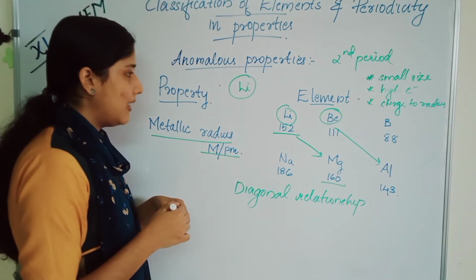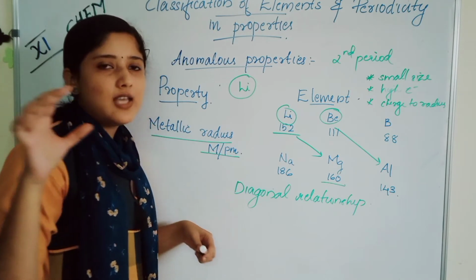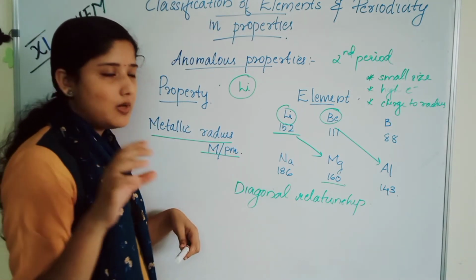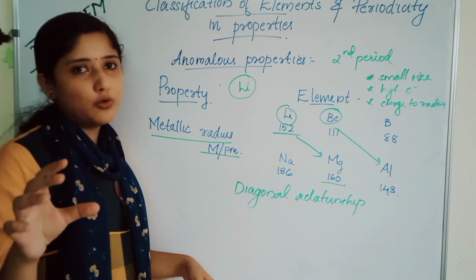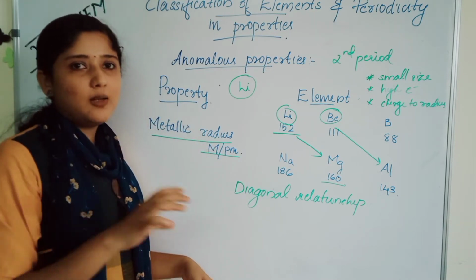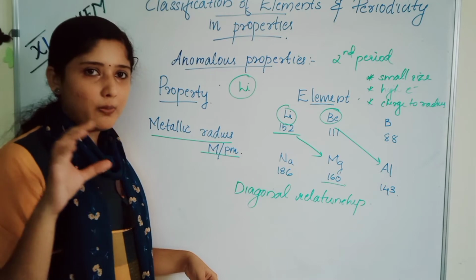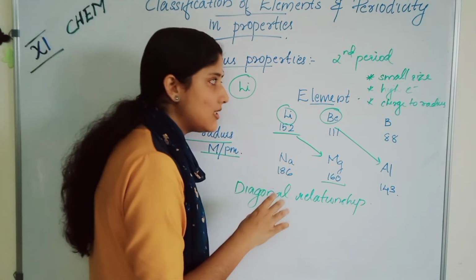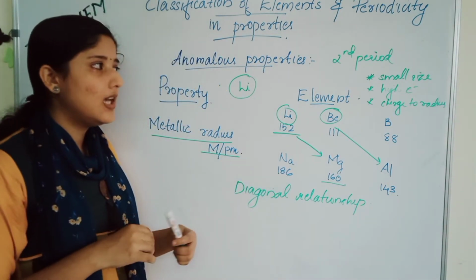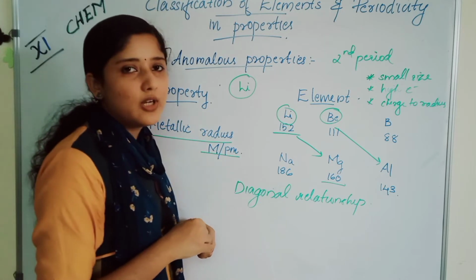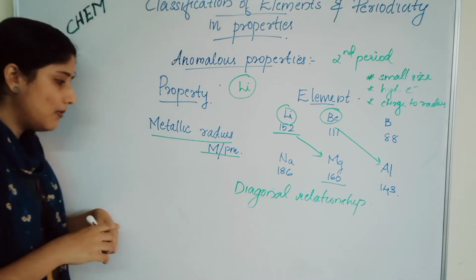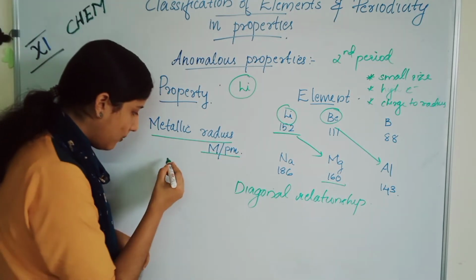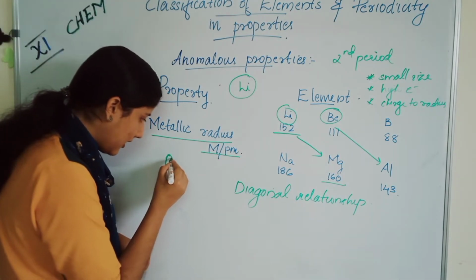The first elements of the second period mainly show anomalous behavior, that is lithium, beryllium and from boron to fluorine. Those are the elements in the second period. They show differences in properties because of their small size, high electronegativity and high charge to radius ratio. And also we can see that the elements of the second period only will form pi-pi interaction.